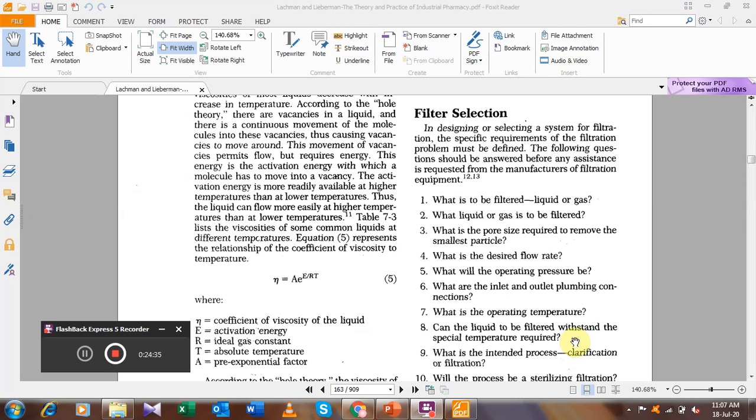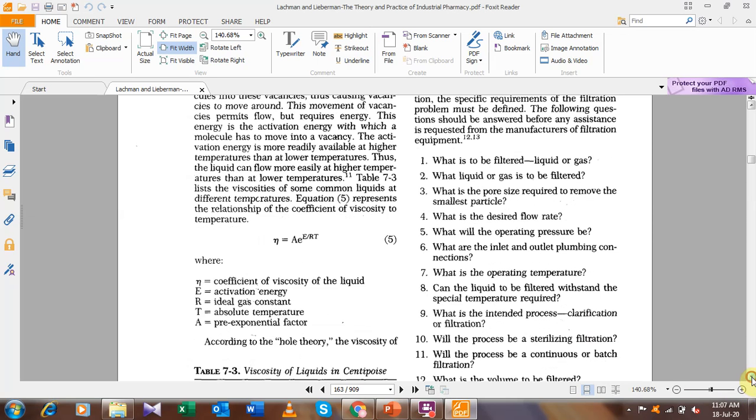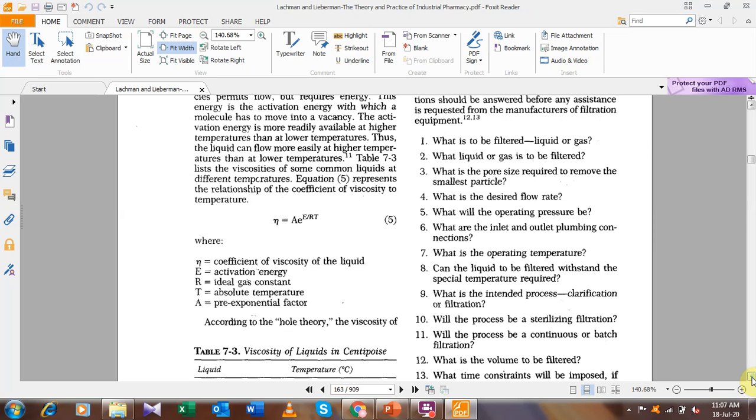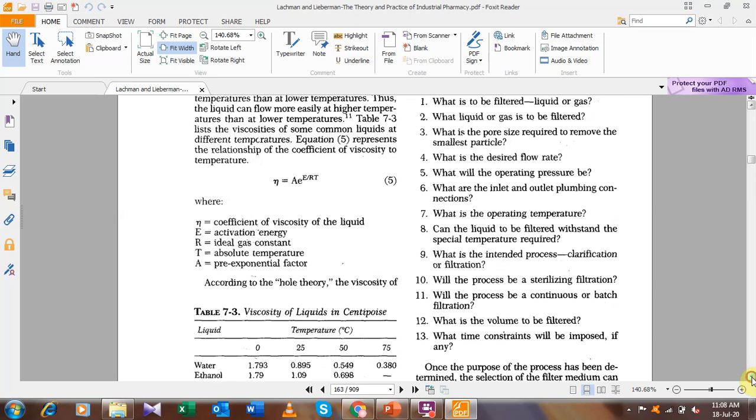What is the operating temperature, and can the liquid to be filtered withstand the temperature required? What is the intended process, clarification or filtration, that we have studied in the previous semester? Will the process be sterilization filtration, that can be processed by filtration or not? Then we will select the proper filters. Will the process be continuous or batch? What is the volume to be filtered? Is it filtered easily or not? What time constraint will be imposed?